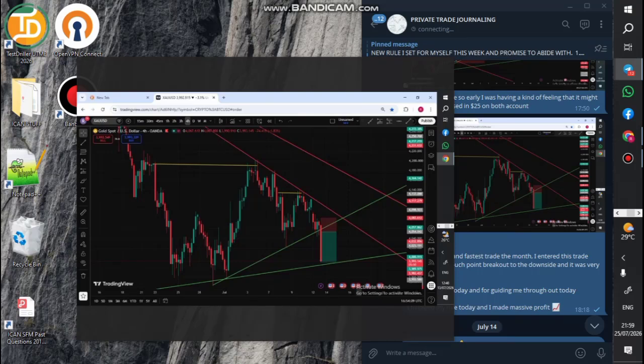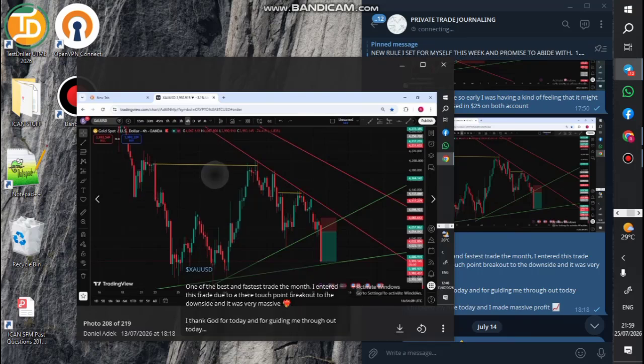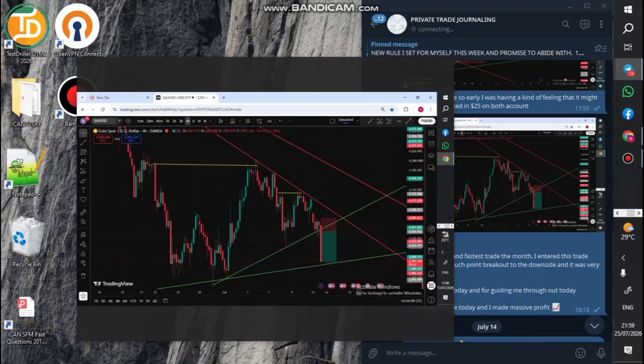A 3 touch point. I don't go beyond my rules, though sometimes I overtrade. Sometimes I don't follow my rules. But you see, in this trade, I actually did. I followed my rules, and it played out very well. In fact, I see the candle, the breakout.